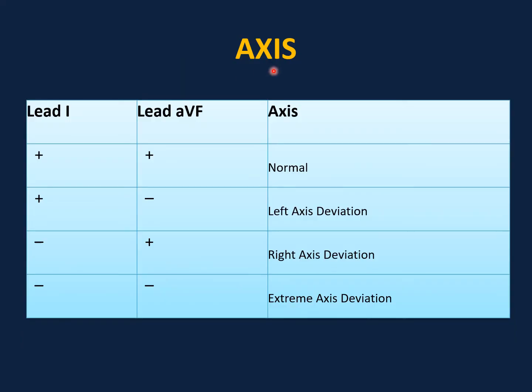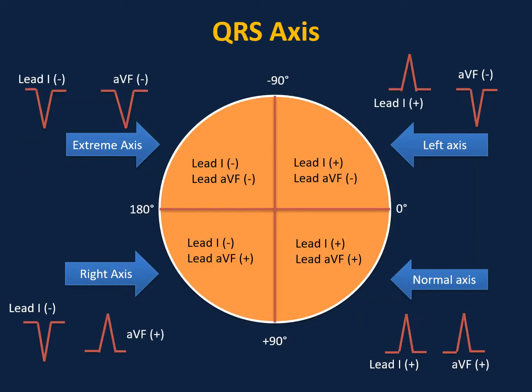After rhythm and rate, we need to know the axis. To know the axis, you need to look at the QRS in lead 1 and aVF. If both are positive, this is normal axis. If the QRS is positive in lead 1 and negative in aVF, this is left axis deviation. If the QRS is negative in lead 1 and positive in aVF, this is right axis deviation. If both of them are negative, this is extreme axis deviation.